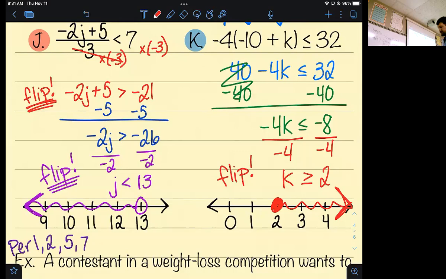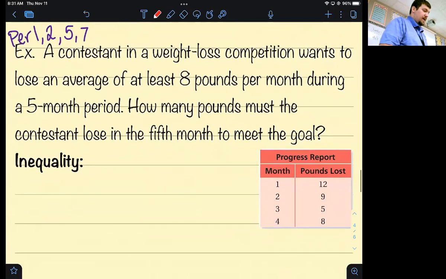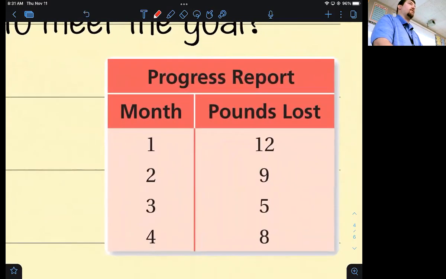All right, so yesterday we left off on this story problem example. It says a contestant in a weight loss competition wants to lose an average of at least 8 pounds per month during a 5-month period. How many pounds must the contestant lose in the 5th month to meet this goal? Now we have this chart over here which tracks this contestant's progress over the first 4 months.